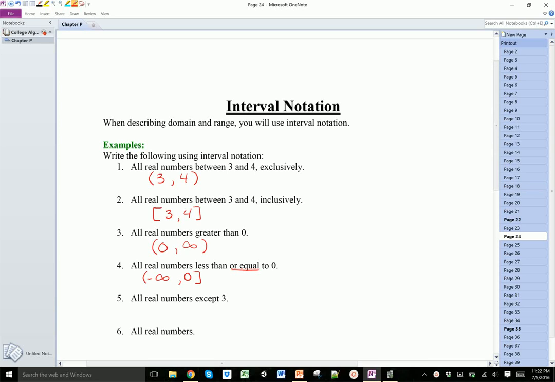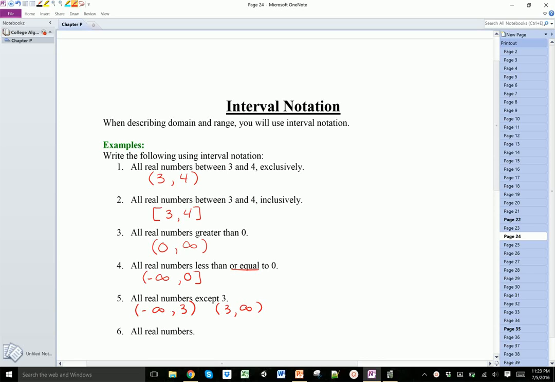Whenever you see one that says like all real numbers except 3, this is a hole where it's excluding a specific value. Essentially what you're going to do is go from negative infinity up to that number. It's not including that number, so we're going to put a parenthesis. Then we're going to do all the numbers above 3. So this was all the numbers below 3, and now I want to do all the numbers above 3.